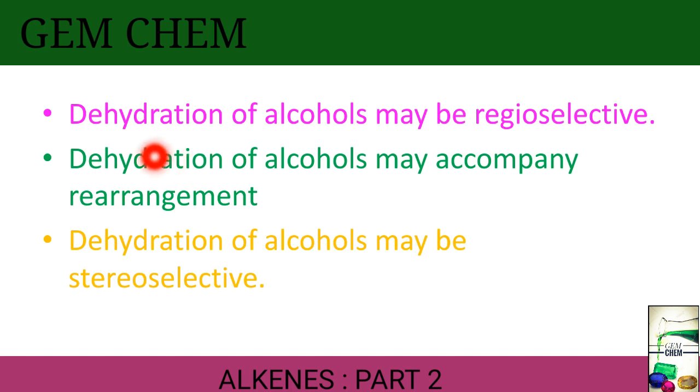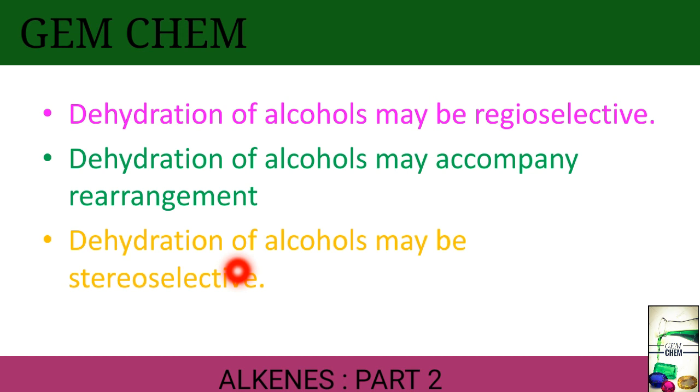Now, a few facts about dehydration of alcohols. Dehydration of alcohols may be regioselective. That is, it will depend on which region, either it will be more substituted or less substituted. So this is regioselectivity. And dehydration of alcohols may accompany rearrangement. We have already seen that isomerization has taken place. Similarly, rearrangement can also occur in dehydration of alcohols. And dehydration of alcohols may be stereoselective, like the product will be obtained cis or trans depending upon the reactivity and nature of the substrate.